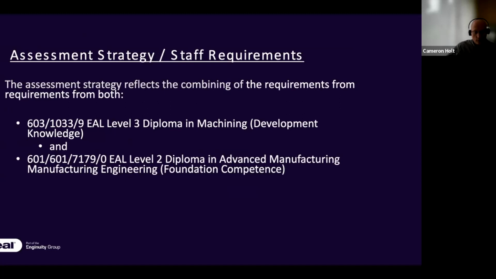Just to cover broadly the assessment strategy and the staffing requirements, this qualification combines the requirements that were applicable to the level 3 diploma in machining that we've just spoken about and was in the previous standard, or the engineering technician standard as we know it, and the diploma in advanced manufacturing engineering, the foundation competency at level 2. So this qualification includes both of those requirements because it's got the level 3 and level 2 skills units within it. If you can move to the next slide, Rob.